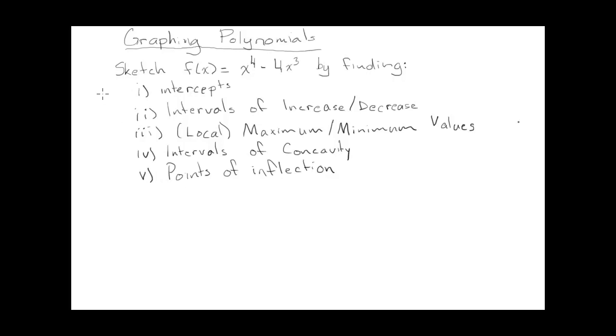So when you do this, you'll notice that you're basically doing an analysis on three functions. The intercepts, that will come from looking at f of x. The intervals of increase and decrease and maximum and minimum points, that'll come from f prime of x. And the concavity and points of inflection, that will come from f double prime of x, or the second derivative. Okay, so let's just go through this example.